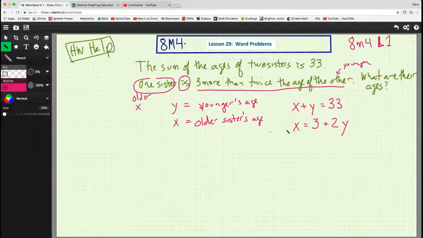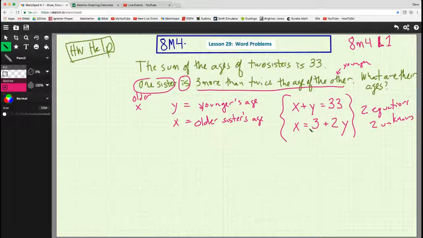So now we have 2 equations, 2 unknowns. So let's use substitution. For some of you, you may be able to directly substitute this guy straight in here. But that's not exactly the way we've been learning it in Eureka Math, so I'm going to do it the way they did it in Eureka Math.